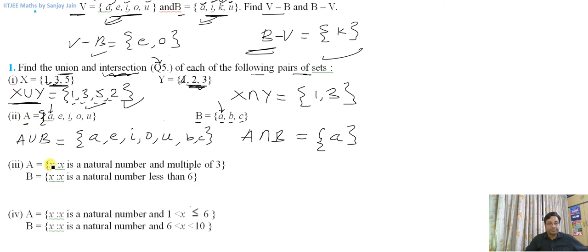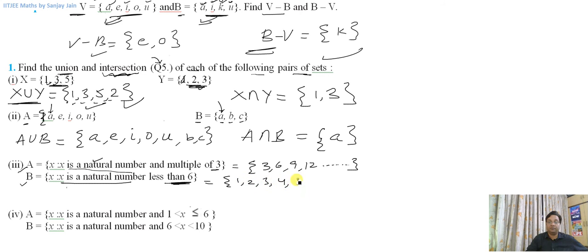Okay. Now in these two sets, if you see, A is a set of natural numbers which are multiples of 3, right? So if I want to show it to you, what kind of set is this? This is 3, 6, 9, 12, multiples of 3, and this is a natural number. X is a natural number that is less than 6. So this is the set 1, 2, 3, 4, 5, right?